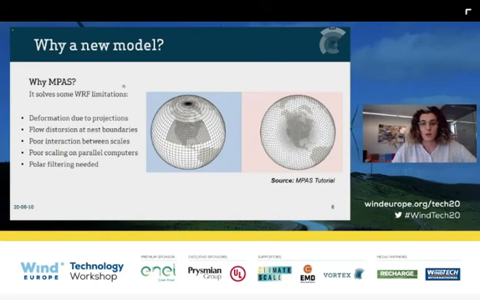The MPAS model was created to solve some of the WRF limitations. For example, in WRF, there is deformation due to projections. And also in WRF, high resolutions are reached through nesting, which gives flow distortions at the nest boundary. MPAS grid refinement structure avoids those issues and helps have better interaction between scales, amongst other problems.